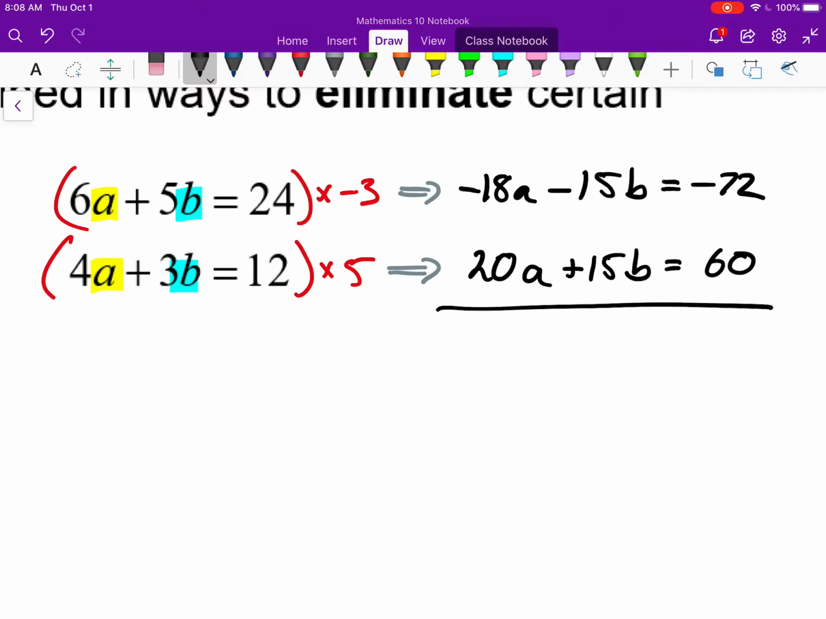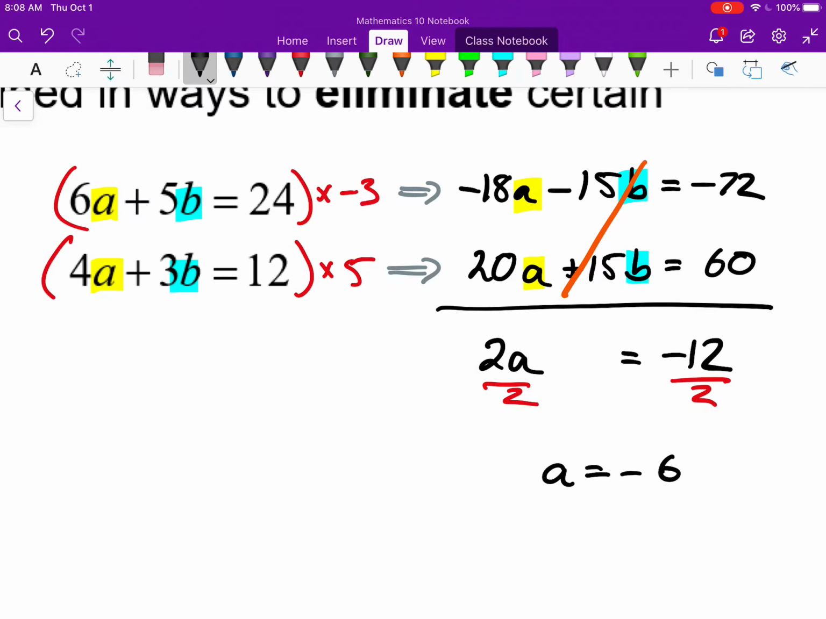And now notice, if I combine these equations together, keeping all my like terms lined up to make things convenient, the b terms cancel out completely. We say I've eliminated them. So all that's left is negative 18a plus 20a. Negative 18 plus 20 is 2, so 2a equals, and negative 72 plus 60 is negative 12. Suddenly, I have a really simple equation. 2a equals negative 12, which means if I divide both sides by 2, a must equal negative 6. And I now know a. I know one of my two values.